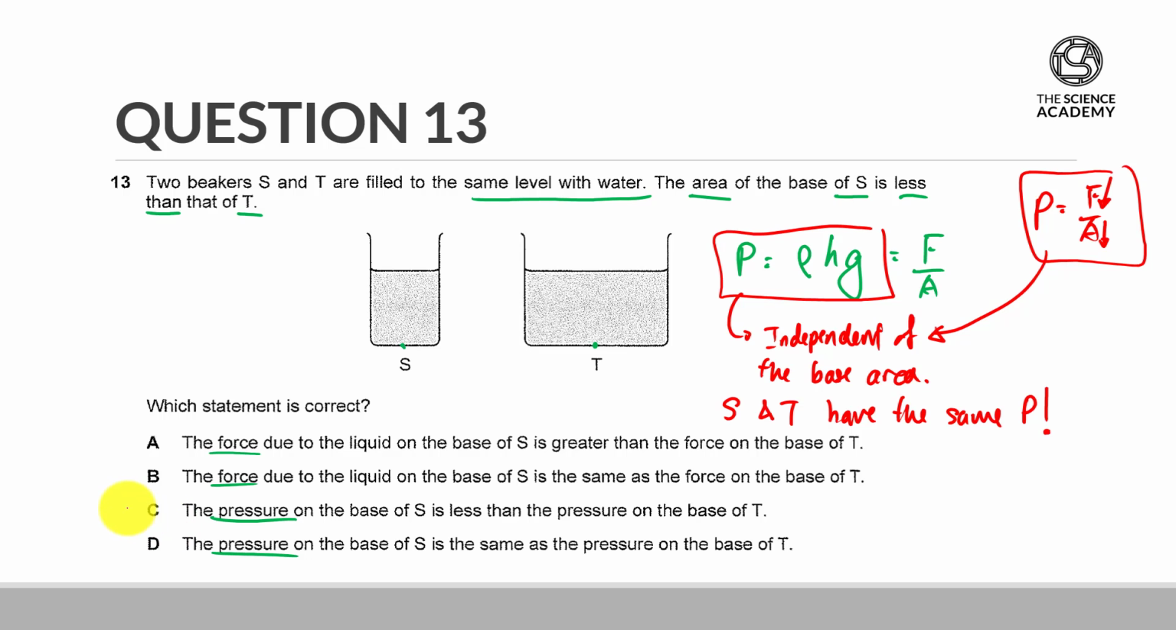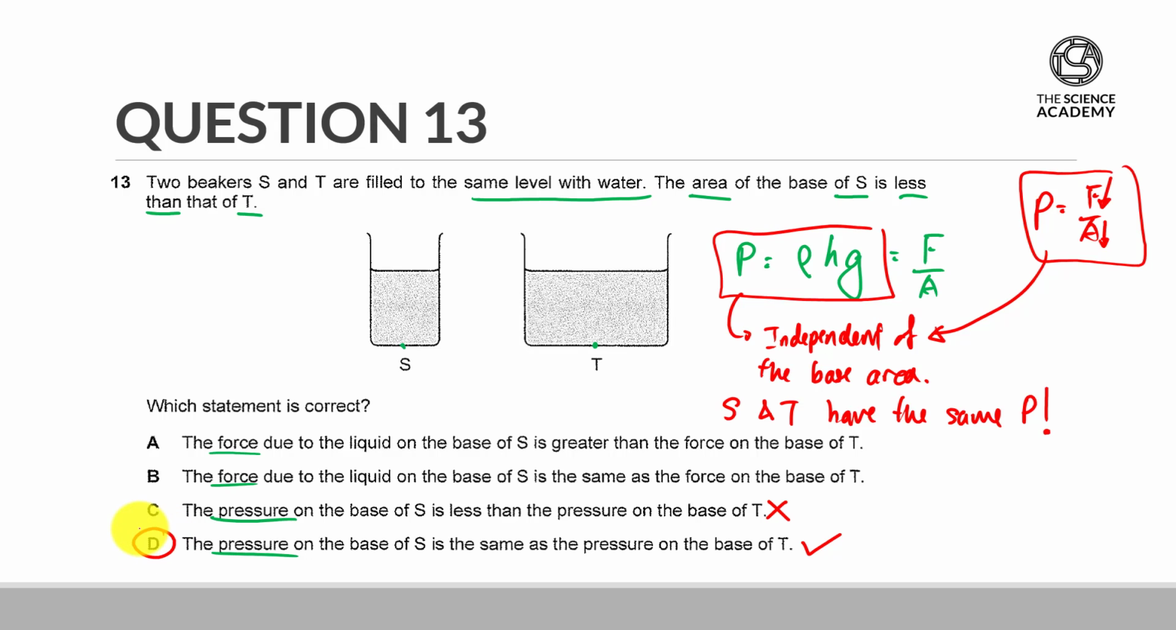So if we look at our options for pressure, we have C, which tells us that the pressure of S is less than the pressure of T, so this is quite clearly wrong. And for option D, they tell us that the pressure on the base of S is the same as the pressure on the base of T. So we have just explained this is the correct answer.